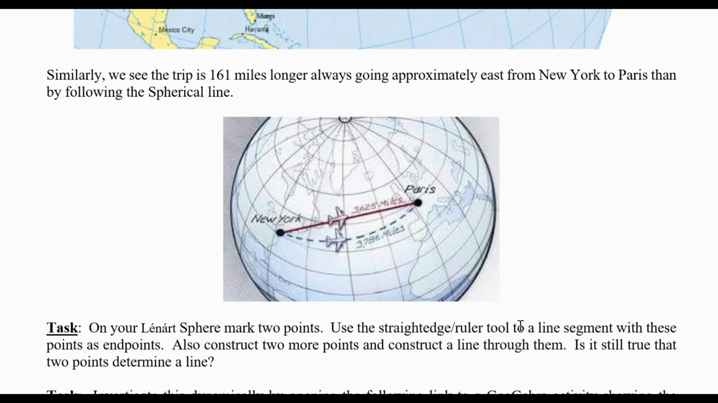So here's a task for you, and it's important that you actually do these tasks yourselves. There's no substitute really in spherical geometry for actually getting an actual sphere out and actually trying some of this stuff. So on your Leonard sphere kit, mark two points with your little transparency marker, and get the straight edge or ruler tool to make the line segment with these two points as endpoints. And you maybe check that with your string.